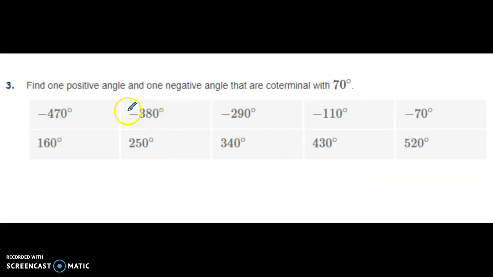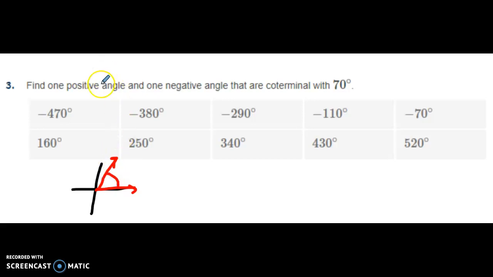So number 3, we have to find a positive angle and a negative angle that's coterminal with 70 degrees. So if you remember, the word coterminal means that its beginning and end point are basically the same thing. But if you think about this, I'm just going to quickly draw what 70 degrees would look like. It would start at the x positive axis, and 70 degrees is 20 degrees less than 90, so it would still be in the first quadrant. So it would just be that angle right there.